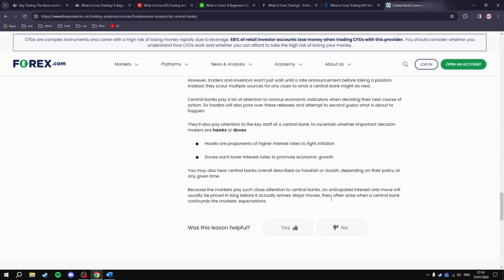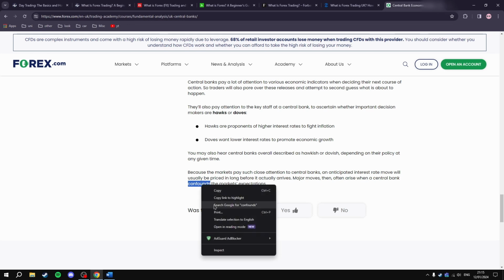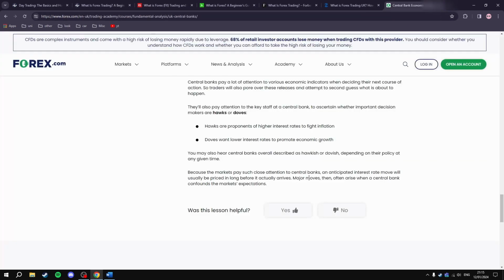You may also hear central banks overall described as hawkish or dovish depending on their policy at a given time. Because markets pay such close attention to central banks, an anticipated interest rate move will usually be priced in long before it actually arrives. Major moves then often arise when a central bank confounds the market's expectations. What does confounds mean? Does that mean confirm? Causes surprise or confusion by not according to their expectations. So doing something opposite to what they're going to think.